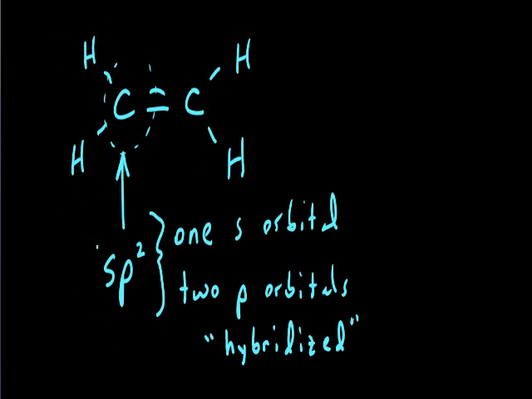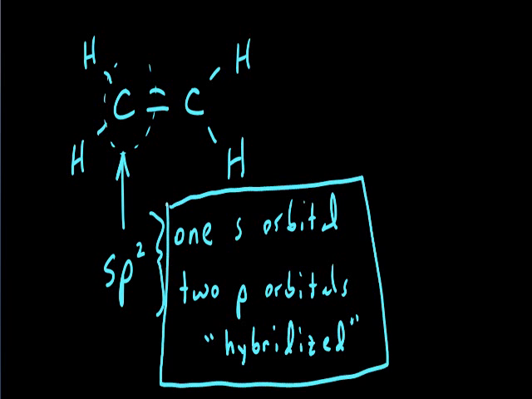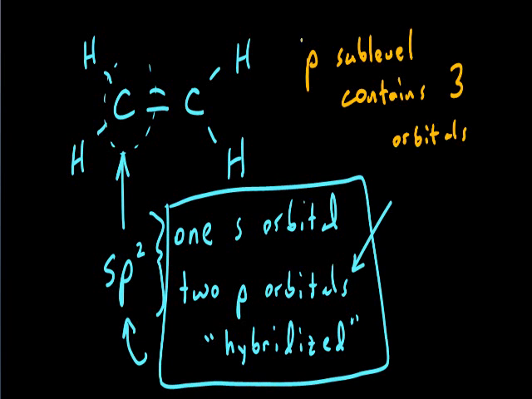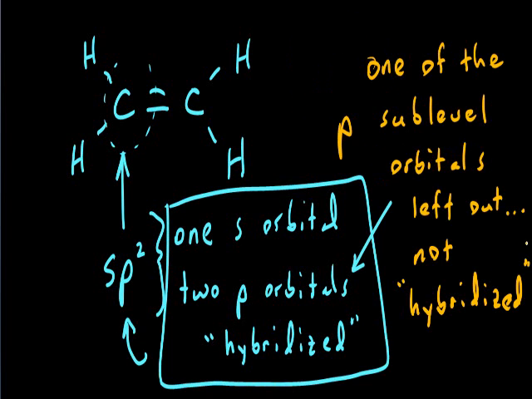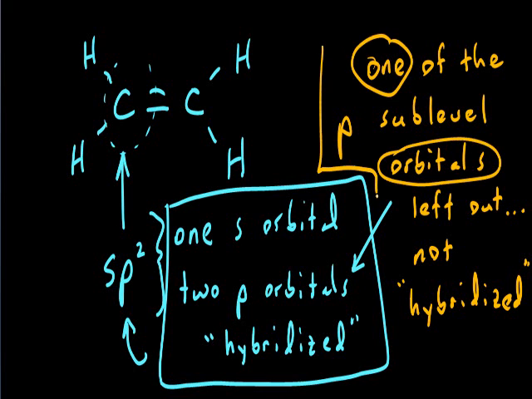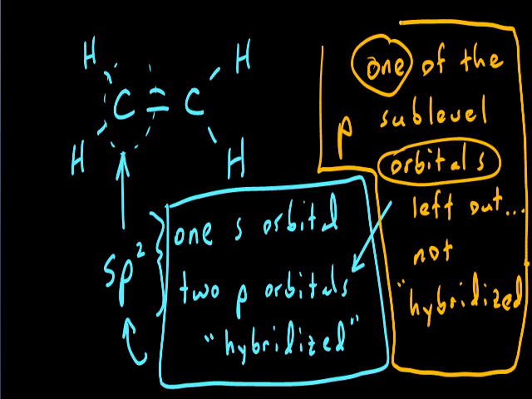Remember, our sp2 designation tells us that we have 1 s orbital and 2 p orbitals that have been blended together or hybridized to create the sp2 hybrid orbital. Now, if we recall, the p sublevel contains 3 orbitals. Consequently, one of the p sublevel orbitals was left out of our little blender and was not hybridized. So we have a p orbital that's not part of the sp2 hybrid scheme.